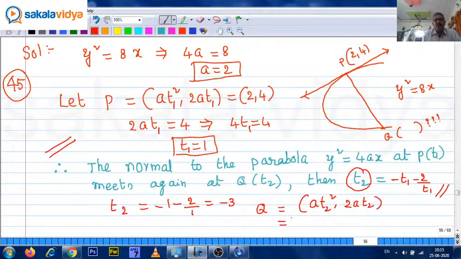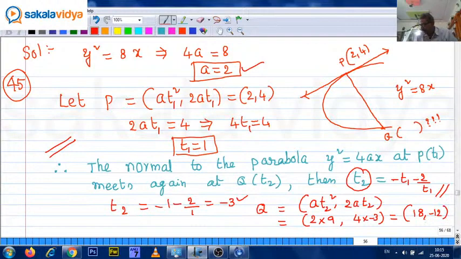Respective values substitute. A stands for how much? 2. T2 stands for minus 3. So 2 times t2 square is minus 3 square, 9, comma 2a t2. 2a means 2 into 2, 4. T2 is minus 3. So we have 18 comma minus 12.